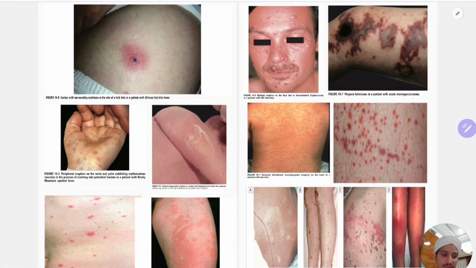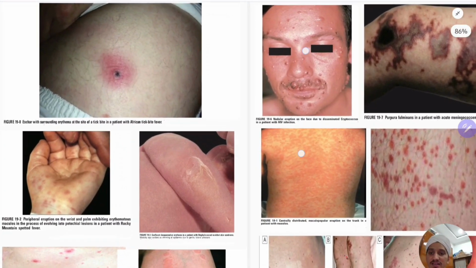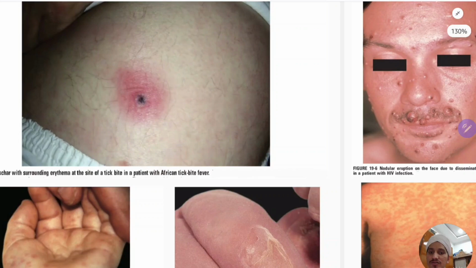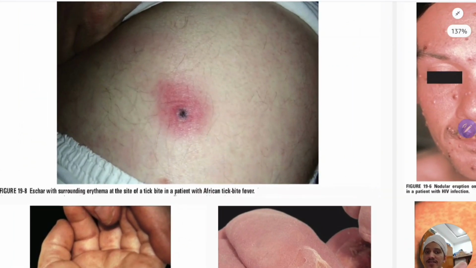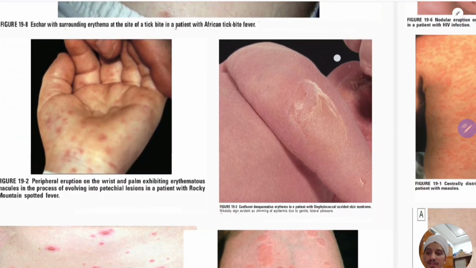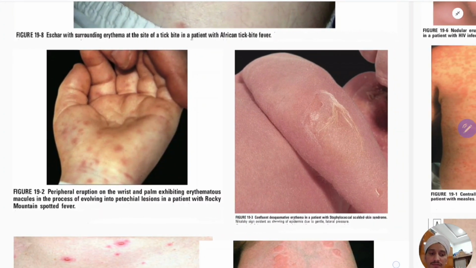Okay, so these are some pictures, the skin findings. So you can see here, this is an eschar. This is a blackish crust surrounded by erythema, mainly found in the hidden areas like axilla, groin, inflammatory area. This is pathognomonic of tick bite, so rickettsial fever.